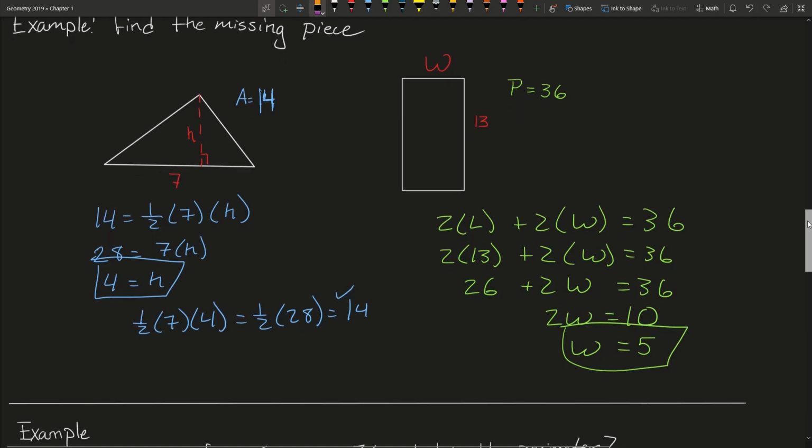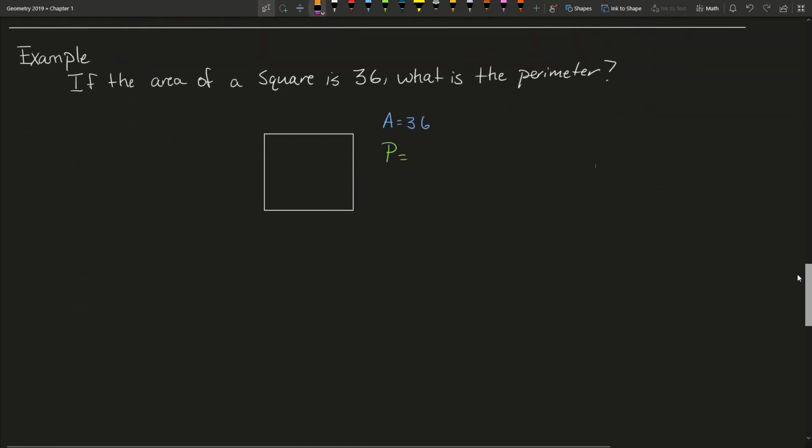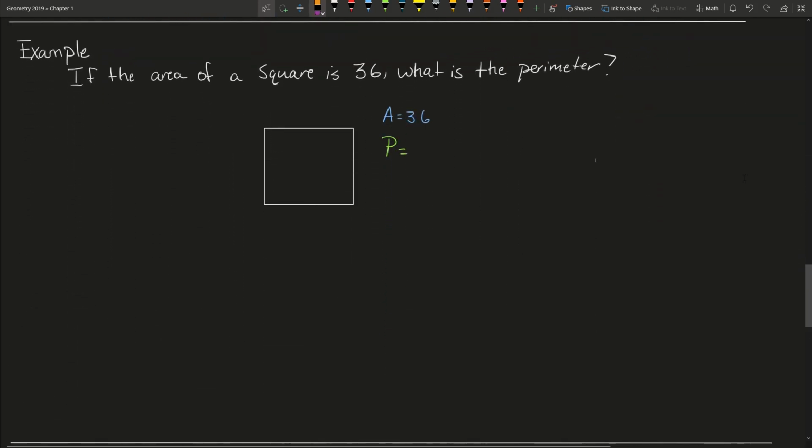We can also go from area to perimeter or perimeter to area. So for example, if the area of a square is 36, what is the perimeter? We have to use what we know. First of all, this is a square, which is a perfect quadrilateral. So each side is congruent. The area of any square is just some side multiplied by itself.